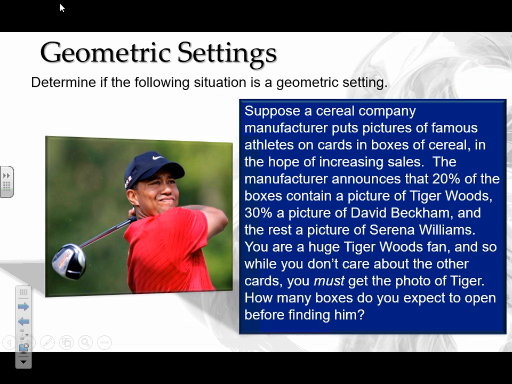Are we looking for a first success? Yeah, the last question says, how many boxes do you expect to open before finding him? So we're looking for a first success. Will the probability of finding Tiger be the same every time I open a box? Yeah, so since we're less than that 10%, our probabilities are going to be the same throughout. So here, we would have a geometric setting. So want to see how that works? Okay.